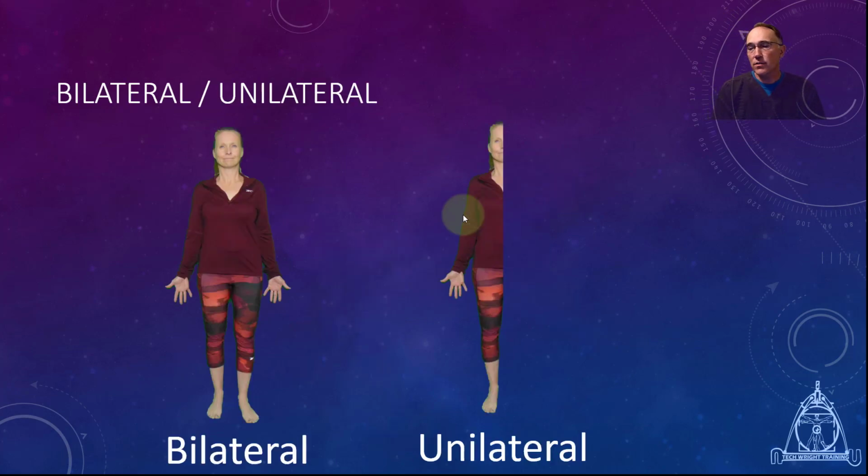Okay, and then the final term we're going to go over, which is kind of a directional term, but kind of isn't. But it's a term we use quite a bit, and that's bilateral and unilateral. So bilateral means both sides. Unilateral means one side, either left or right. If you have a bilateral patient, you're going to be making 2 braces for them. If you have a unilateral patient, you're probably just going to be making 1.